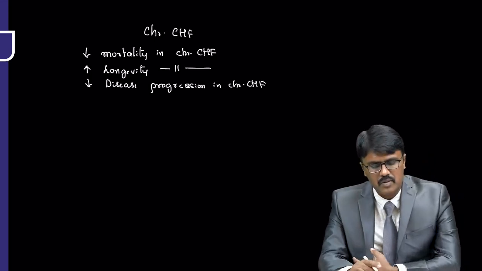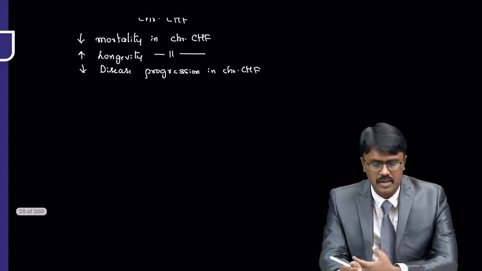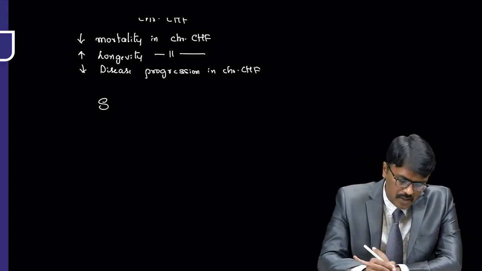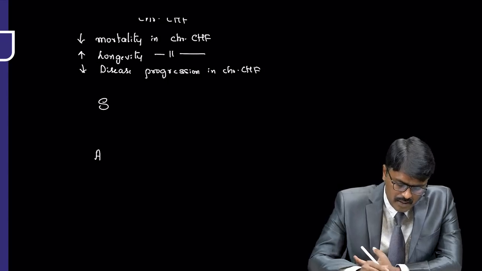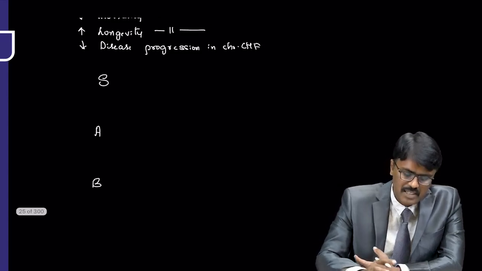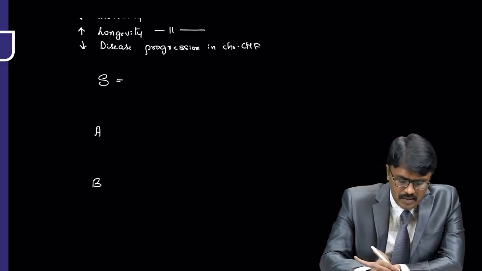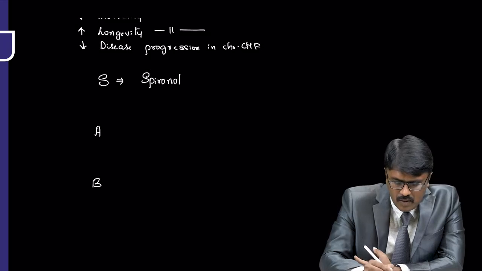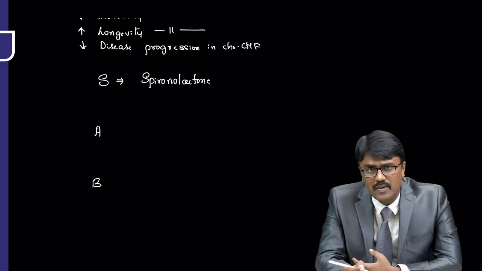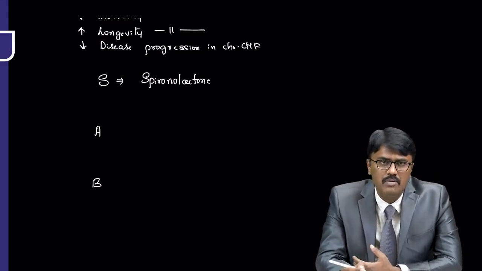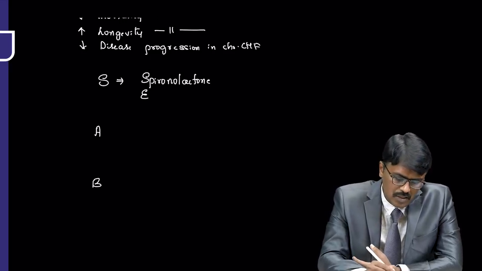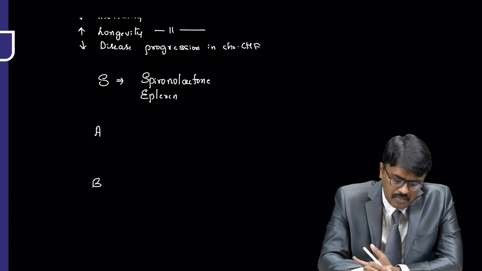So what are the drugs which can do this job? You can remember them by the mnemonic SAB, S-A-B. So what is S for? S stands for spironolactone. Now why spironolactone? Because it's a mineralocorticoid receptor antagonist. What is the other name for mineralocorticoid receptor antagonist? Aldosterone receptor antagonist. So his brother, eplerenone.